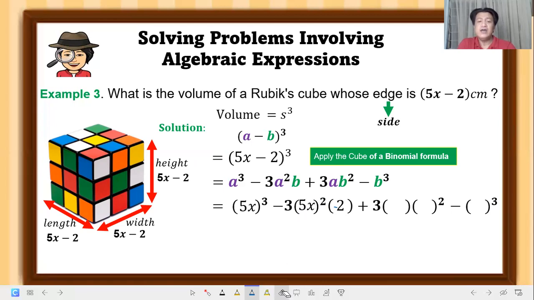Okay? So, and then, thrice the product of the first term and the square of the second term. Kung nare-recall natin, ito yun, no? Ibig sabihin, substitute lang natin yung first term, that is 5x, and yung second term natin, that is 2. And then, cube the last term. Ano ba yung last term natin? That is 2. Okay, and we have to simplify. What is 5x cubed? Ibig sabihin yan, 5 times 5 times 5. And that is simply 125x cubed.